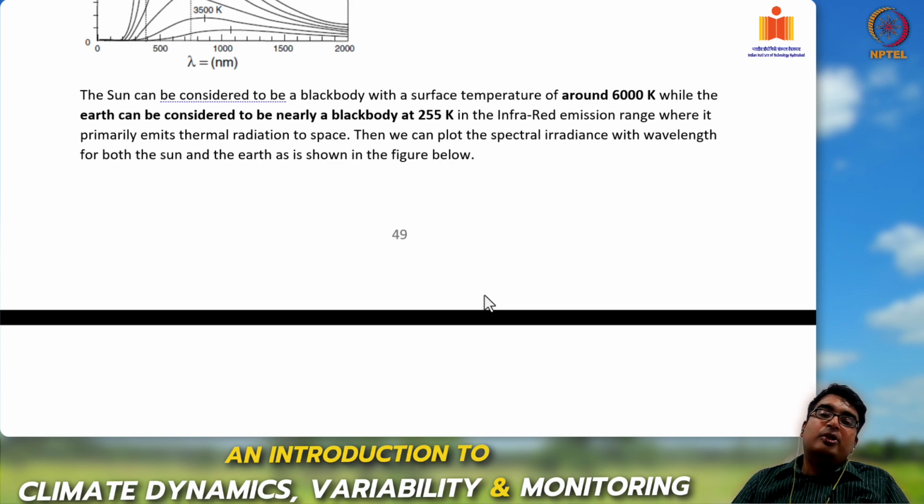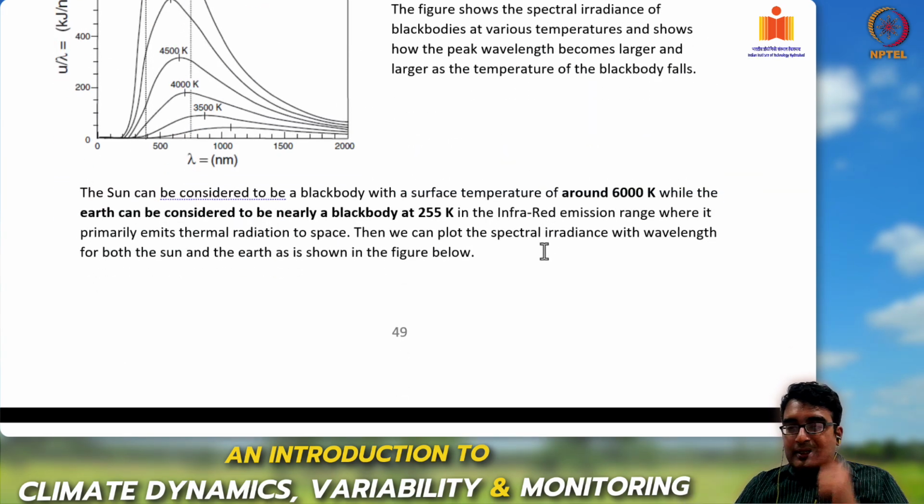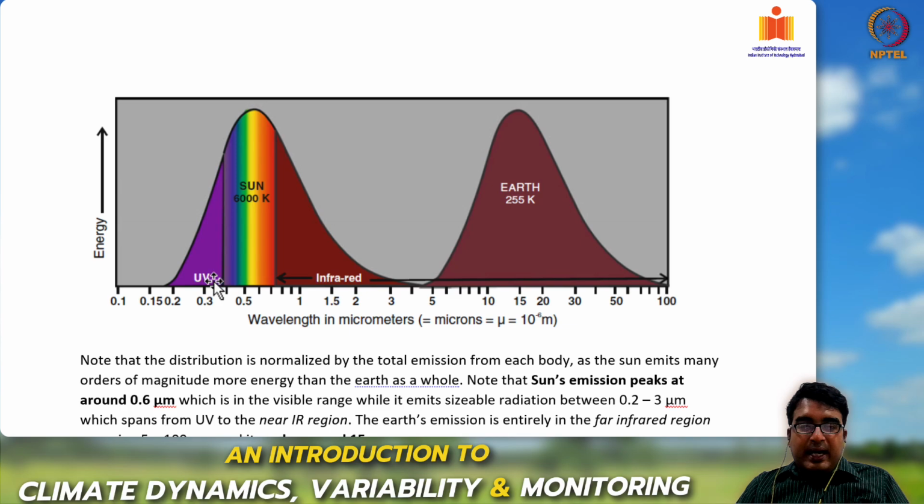Okay. So then using these we can plot the distribution of flux density with wavelength, and this is what is shown here for both the sun and for Earth.